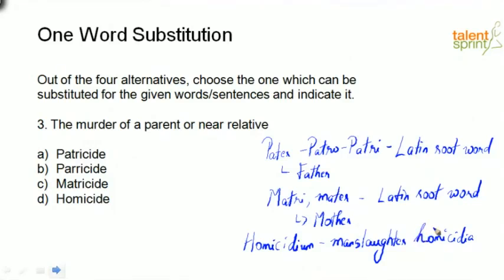Right? Homicidia. This again means murderer. So basically we're saying homi means human being, right? It's a Latin root word which means homi or homin, human being.